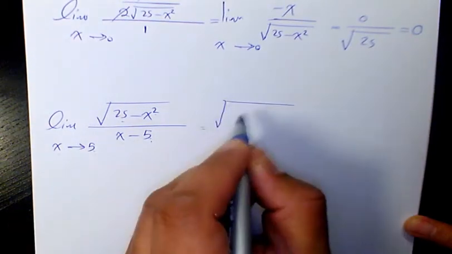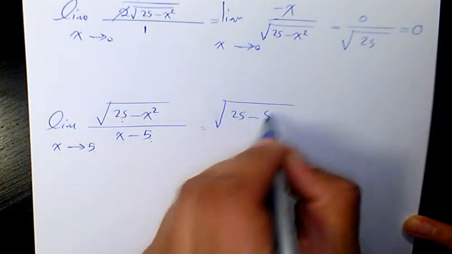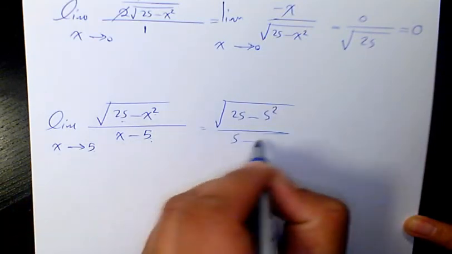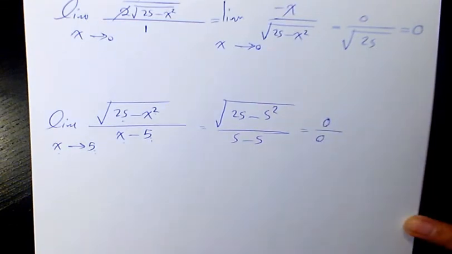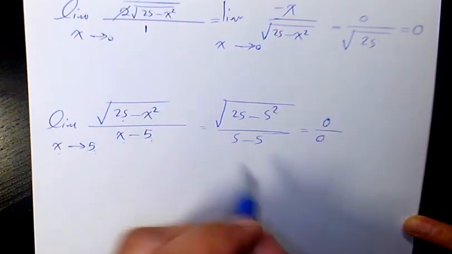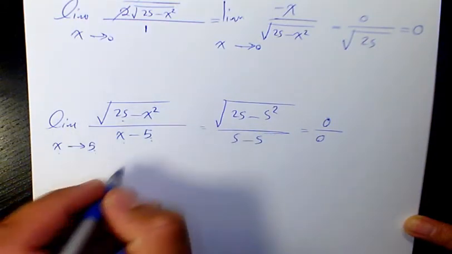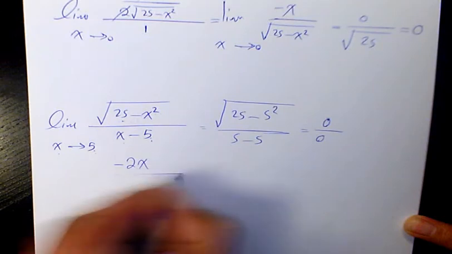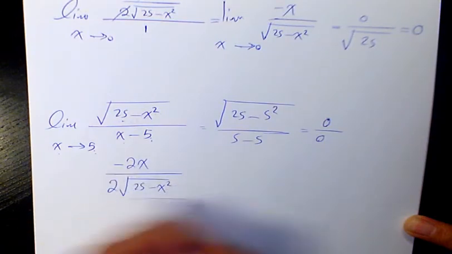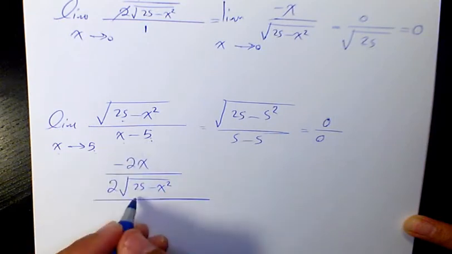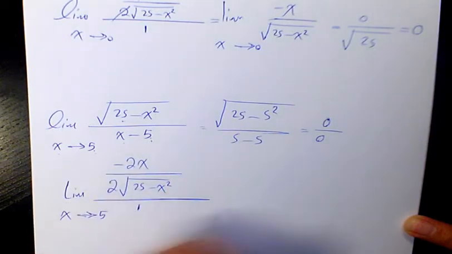Then it's going to be square root of 25 minus 5 squared over 5 minus 5. That's going to be 0 over 0. It means that we need to use L'Hopital's rule. The derivative of the numerator is negative 2x over 2 root 25 minus x squared, divided by the derivative of the denominator, which is 1, limit when x is approaching 5.